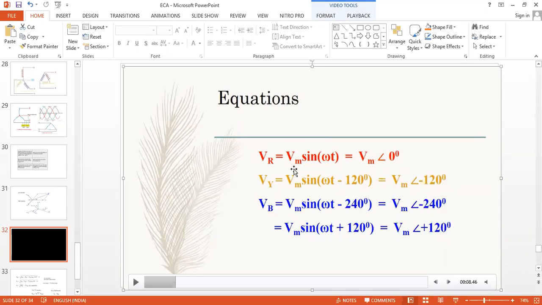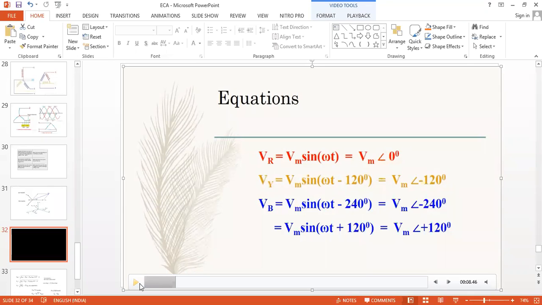So you know Vm is instantaneous voltage. We have already done the basics. So these three equations you can write if you still require. Okay, and next that graph you can show. Okay, the star connected system circuit diagram, these three equations.